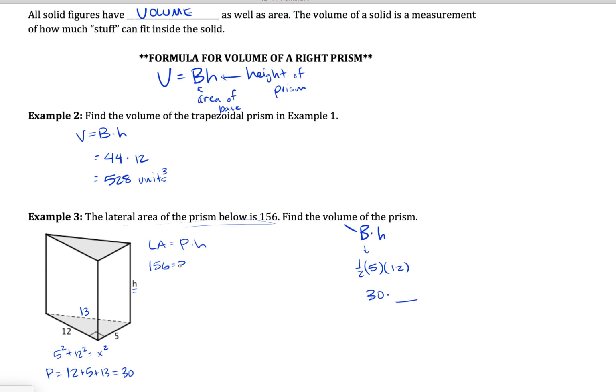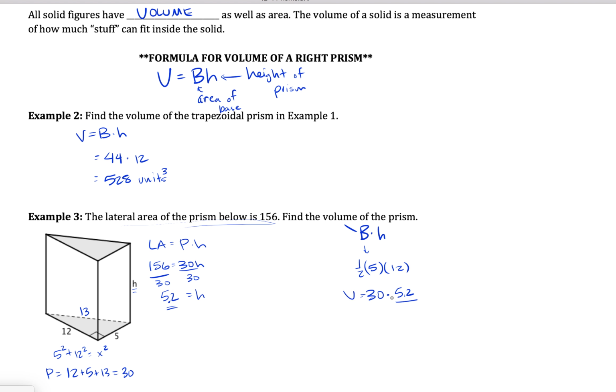So 156 is equal to 30h. Now if I divide both these sides by 30, 156 divided by 30, that's going to give me my height. Now that's going to be 5.2. So I know now that 5.2 is my height. So I can take that value, I can put it in right here. 30 times 5.2 is going to give me my volume.